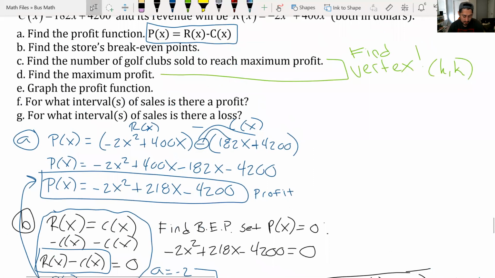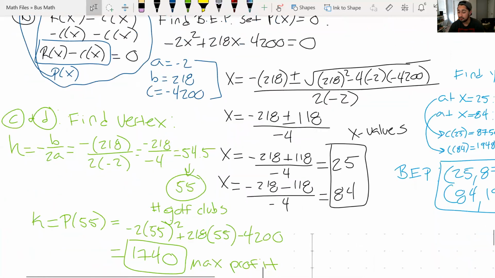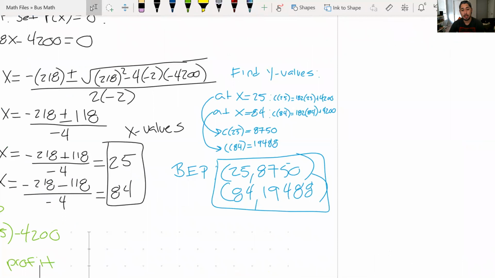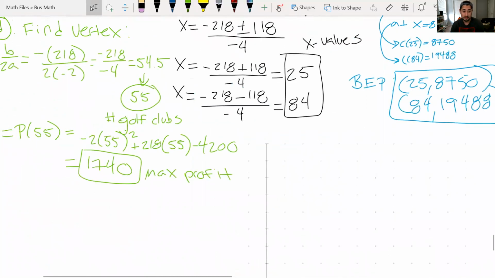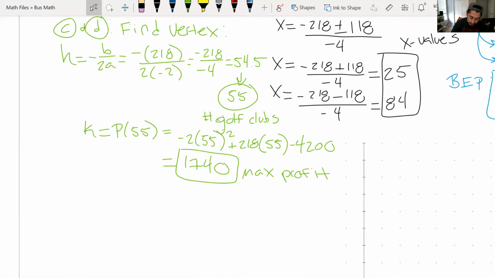Okay. Now it says graph the profit function. Okay, well, if we're graphing profit, we already have points for us. All we're doing is graphing profit, nothing else. We will use the break-even points of 25 and 84, and we will use the vertex 55 and 1740 to graph this profit function. So let me write that down.